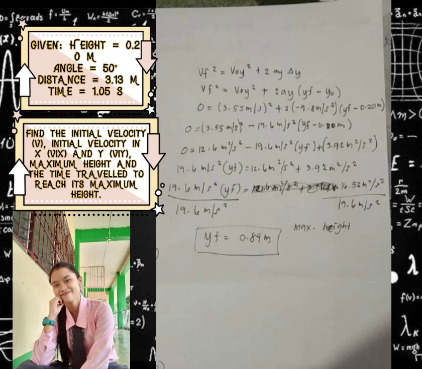Then, transpose the unknown, which is the maximum height, to the left side. So, it will become 19.6 meters per second squared times the maximum height equals 12.6 meters squared per second squared plus 3.92 meters squared per second squared. So, to get the maximum height, we will divide both sides by 19.6 meters per second squared. So, our maximum height is equal to 0.84 meter.